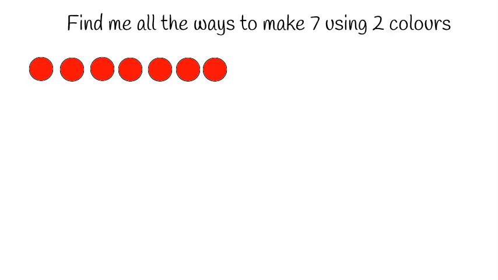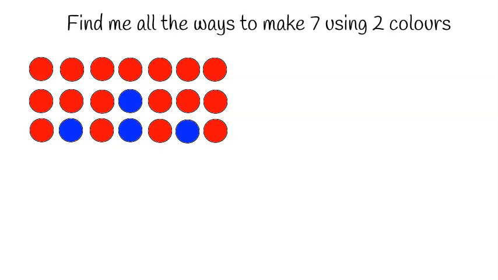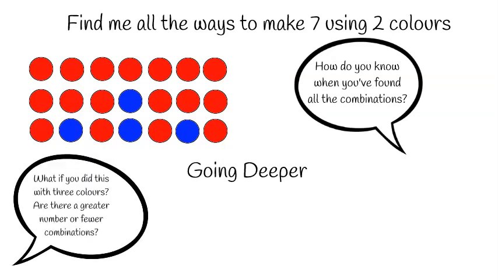This could be introduced, for example, by setting pupils a challenge of finding all the ways to make a target number within 10, for example 7, and asking them to use 2 colours to make this number. You could provide a structure for this, for example a tens frame, or leave it more open-ended and see what they come up with. For pupils that won't find this particularly challenging, you could challenge them to think about how they know when they've definitely come up with all the different combinations, or ask them questions to explore this problem further. For example, what if you used 3 different colours?